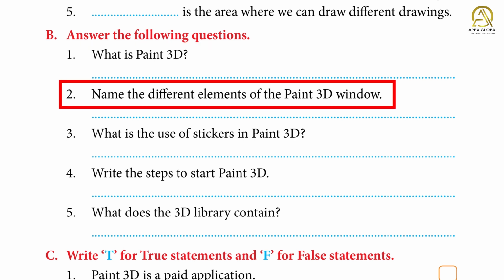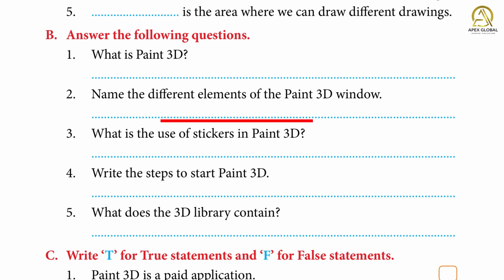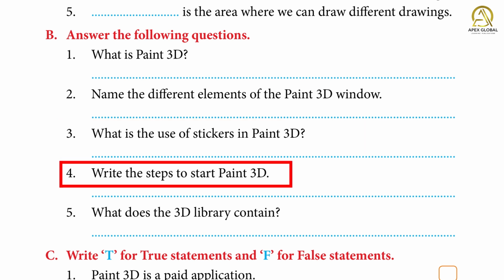2. Name the different elements of the Paint 3D window. Answer: the Paint 3D window has elements like menu, brushes, 2D shapes, 3D shapes, stickers, text tool, 3D library and canvas. 3. What is the use of stickers in Paint 3D? Answer: with this tool we can select images from a ready-made image collection and apply them as stickers to our designs. 4. Write the steps to start Paint 3D.